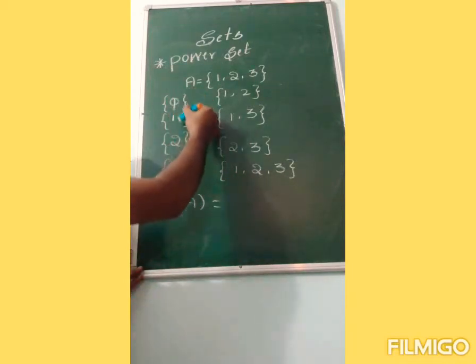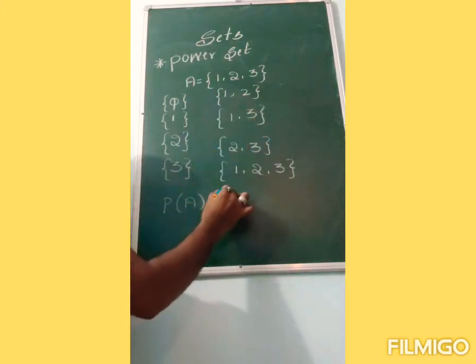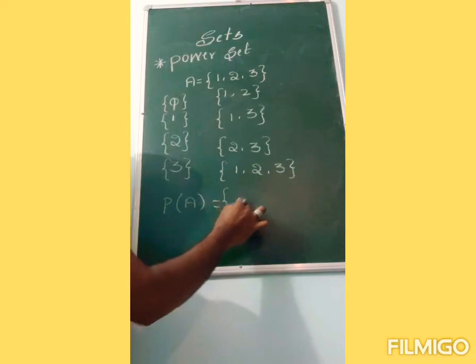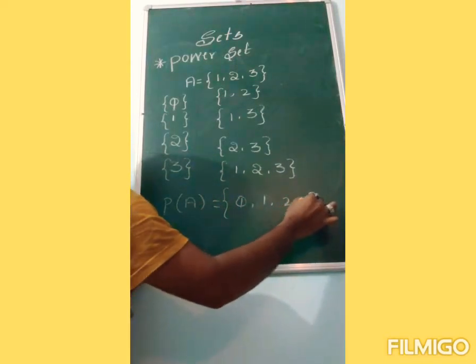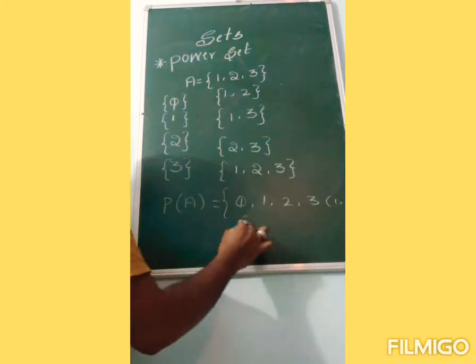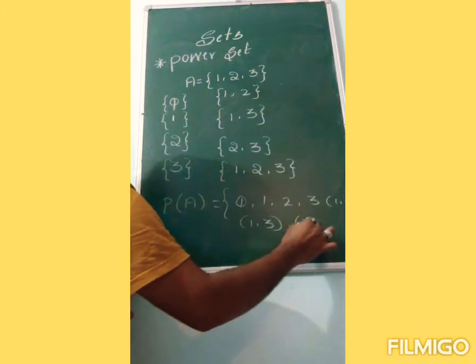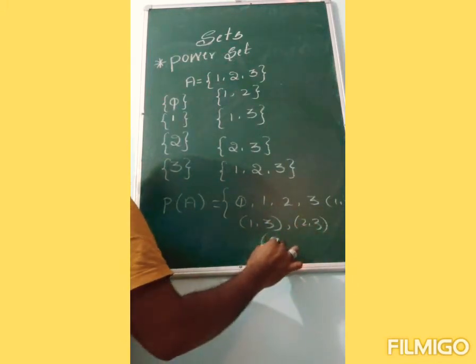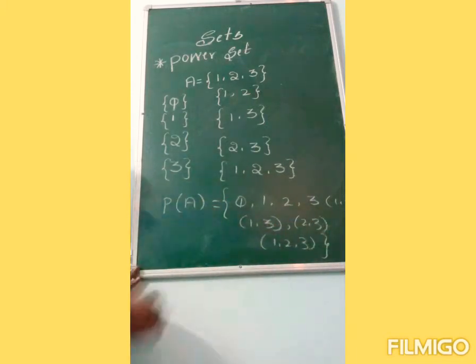How many in the power set? 1, 2, 3, 4, 5, 6, 7, 8. All together we should write: first the null set, then {1}, {2}, {3}, then {1, 2}, {1, 3}, {2, 3}, then {1, 2, 3}. This all together is nothing but the power set.